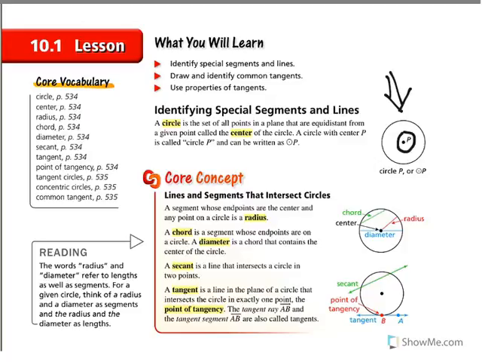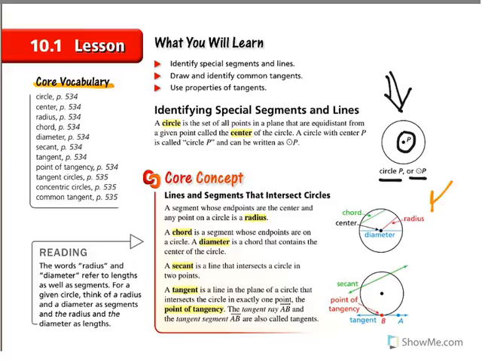You have your center, and it's usually denoted by a letter or a point, and you can either write it as circle P, or you can actually draw the little circle with a point inside and P. That's how you can distinguish what circle you're talking about. Okay, so the different lines that are in a circle.